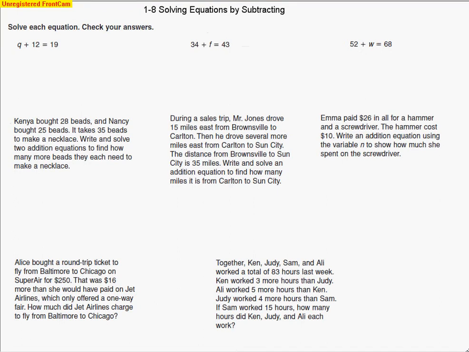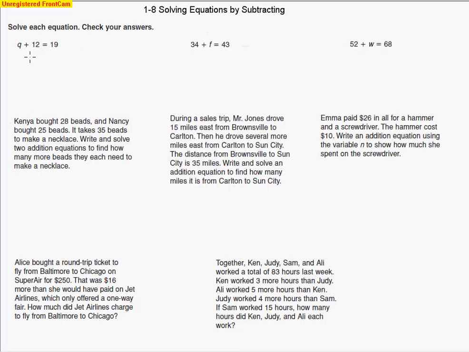Today we get to solve equations using subtraction. So let's take a look at the problems that we'll end up seeing. We have a few problems that are just general problems that ask us to solve an equation that's already set up for us. And then we're also going to check our answer to make sure we're doing it correctly.